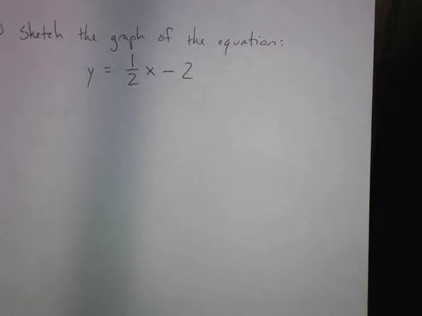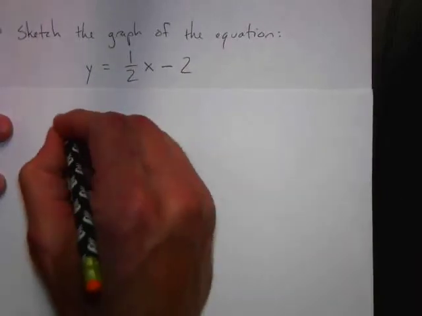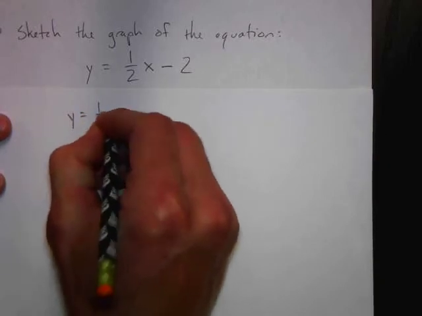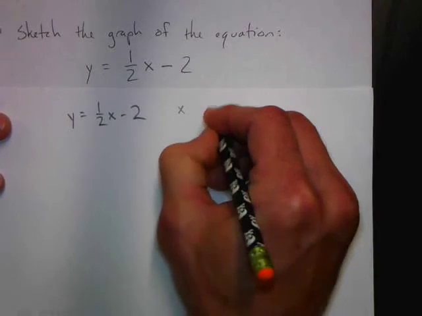So now let's take a look at number 2. Now we're going to sketch the graph of this equation. And again, we're going to use a table of values. Okay, so we have our equation y equals 1/2 x minus 2, and we're going to use a table of values, our x, y chart.